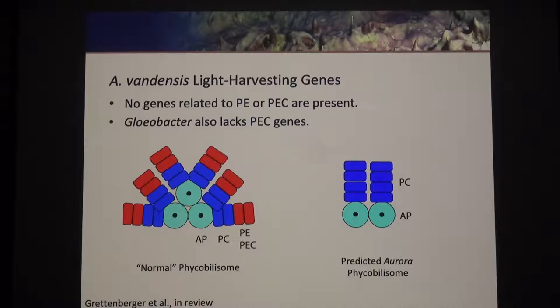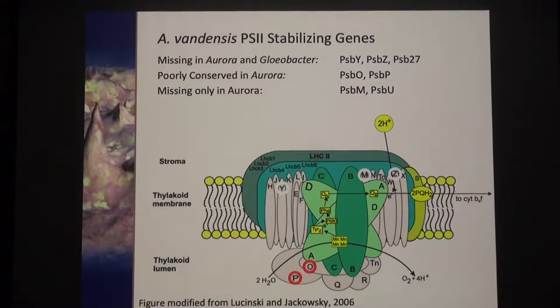We don't know what the structure in Aurora is. You have to have the organism separated to actually image it to see what it is. We predict it will be like the Globacter. And it is missing more of those genes than the Globacter is. If we look at the stabilizing genes, Globacter and Aurora are missing some of the same ones.